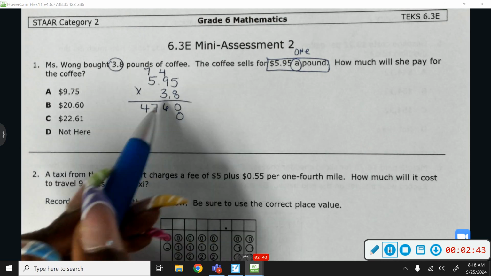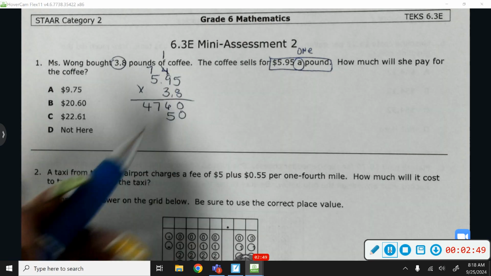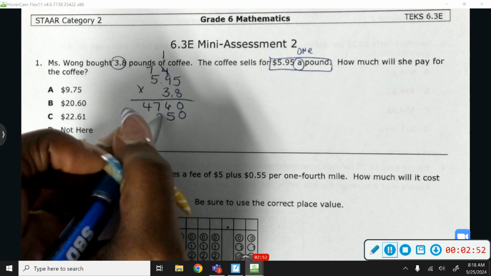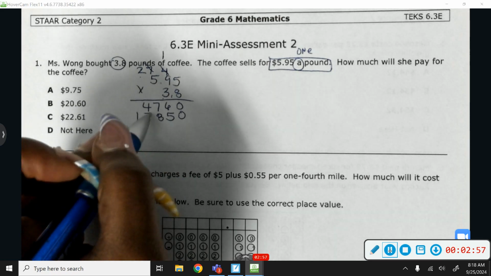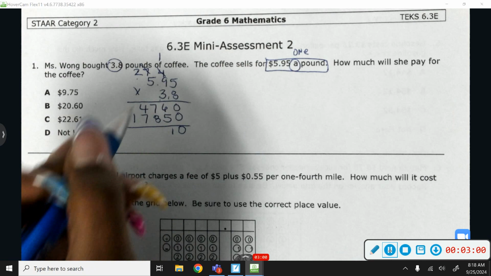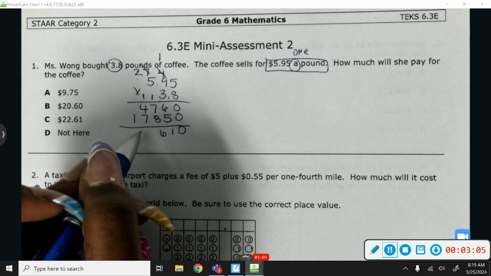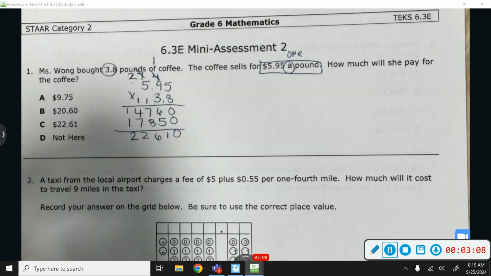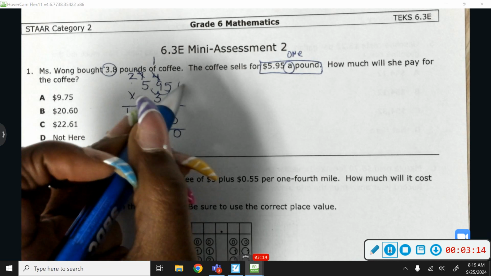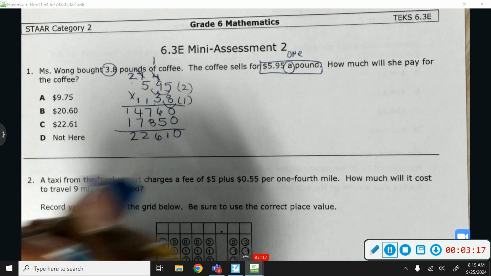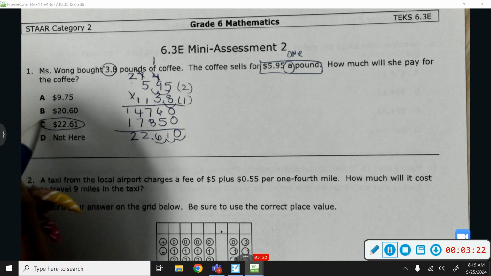And I'm going to do the exact same thing. 3 times 5, that's 15. Carry my 1. 9 times 3, that's 27. 28. Carry my 2. 15 plus 2, 17. And now I'm going to move my decimals. 1, 2, 3 times. C is my answer.